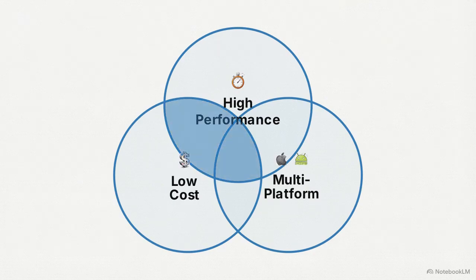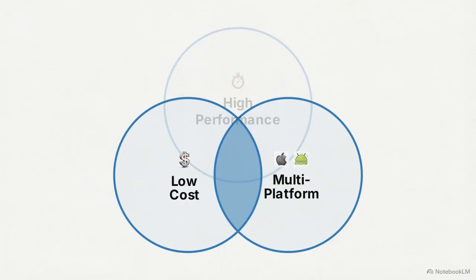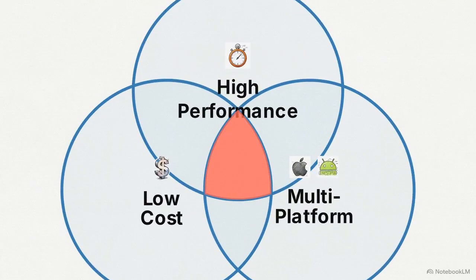You can have high performance and low cost, but it won't be cross-platform. You can have cross-platform and fast development, but it won't perform like a native app. The center intersection, getting all three, does not exist.